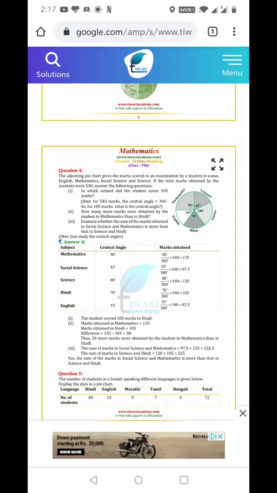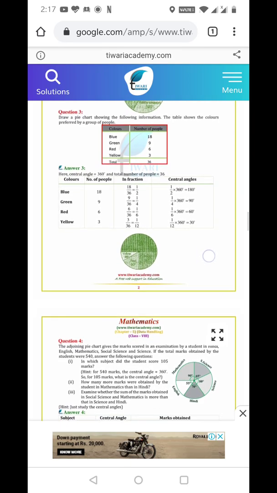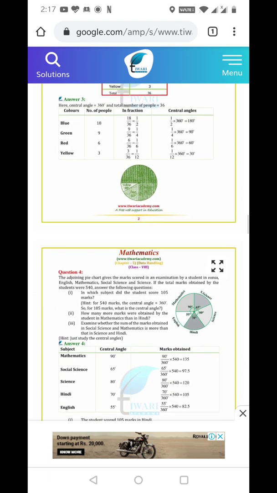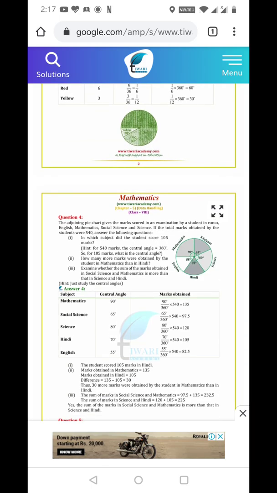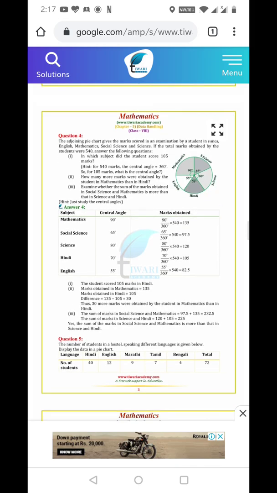So what is the difference between the two questions given here? In the earlier question, data was given and we had to draw a pie chart. Here the pie chart is given in terms of degrees and we have to convert into numbers. After getting all the numbers with the help of the given degrees and using the central angle, we can answer these questions easily.